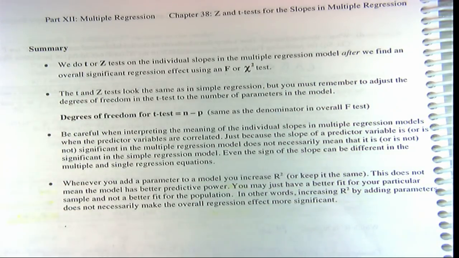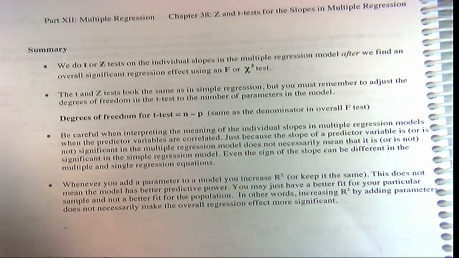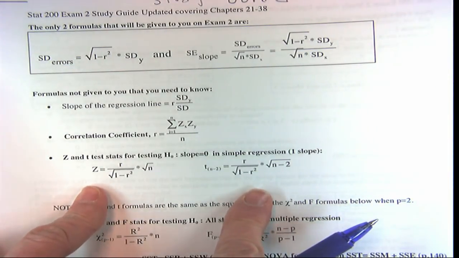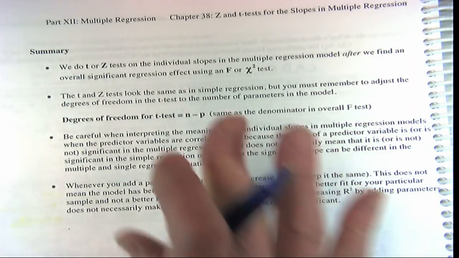They adjust for the other variables. So you can't use that anymore. For example, you can't use, where is it, in the study guide, you can't use this. This is just for simple regression when you have one slope. We'll go over that in a minute, okay?